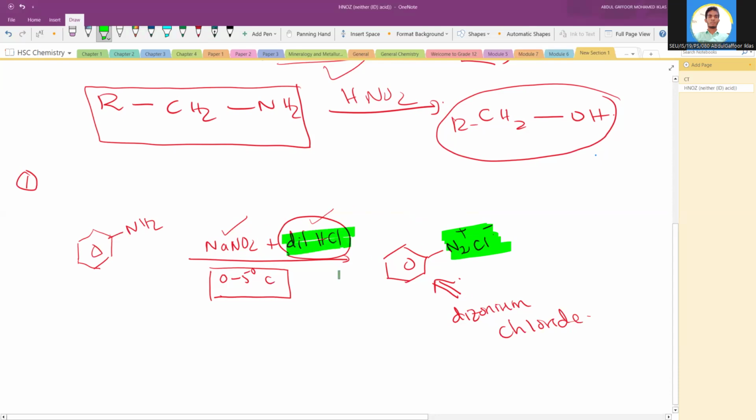But this diazonium chloride is stable only at low temperature. So you have to keep the temperature at 0 to 5 degrees Celsius. Then only it will be present. Otherwise, again, it will convert to OH, right? So the point is, if the temperature is increased above 10 degrees Celsius, instantly it will convert to a phenol. It will convert to phenol, right?